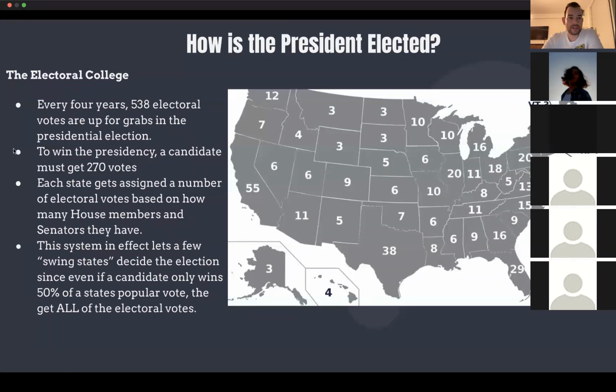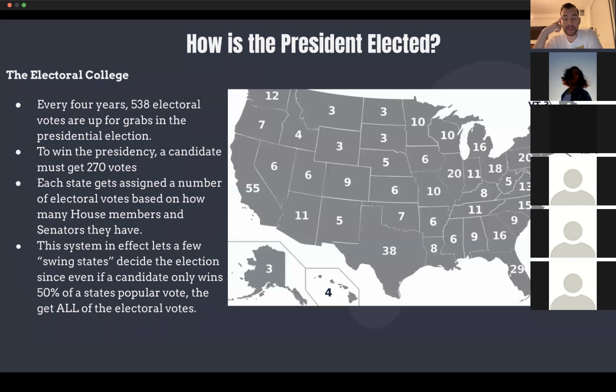All right, so how's the president elected? We have this strange system in America called the Electoral College. Instead of just having a straight popular vote for who gets to be president, we divvy it up into what are called electoral votes. We have 538 electoral votes up for grabs in a presidential election. To win, a candidate must get to 270 votes.